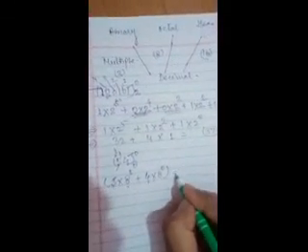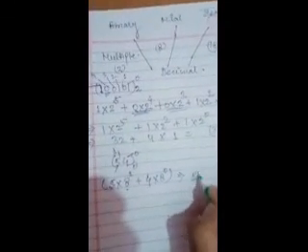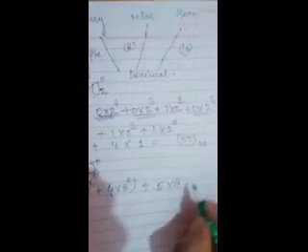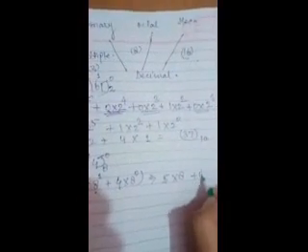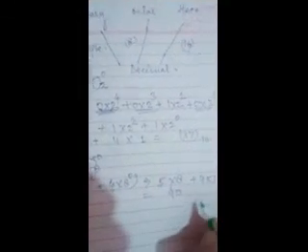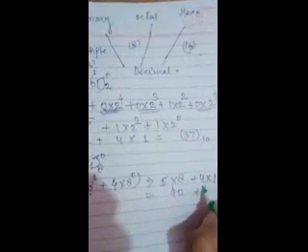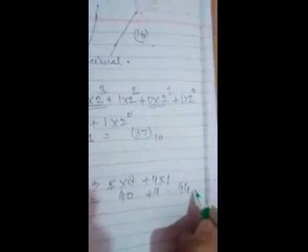Now you can see 5 into 8 plus 4 into 1, 40 plus 4 is equal to 44, which is the resultant number in decimal.